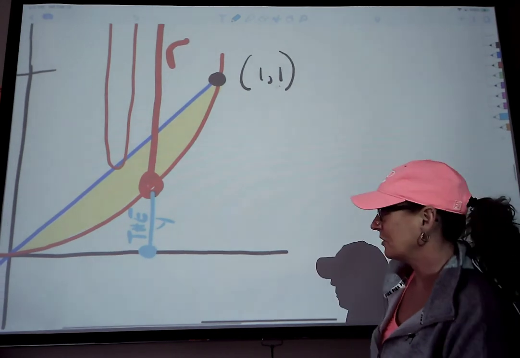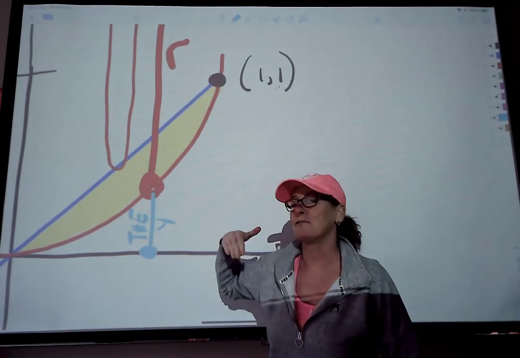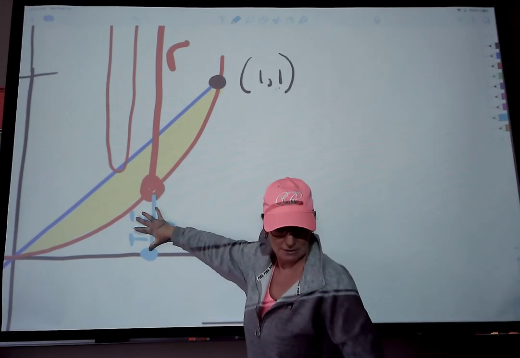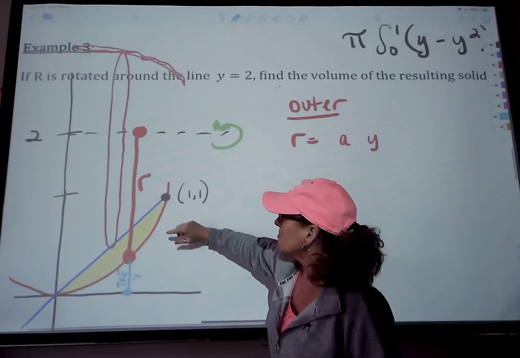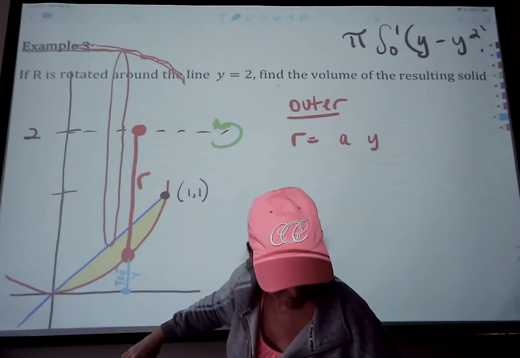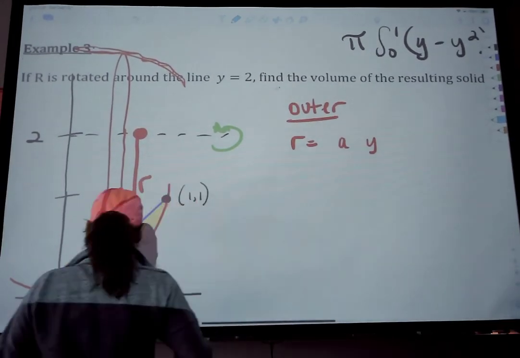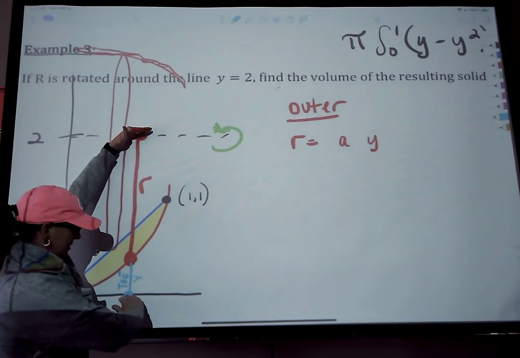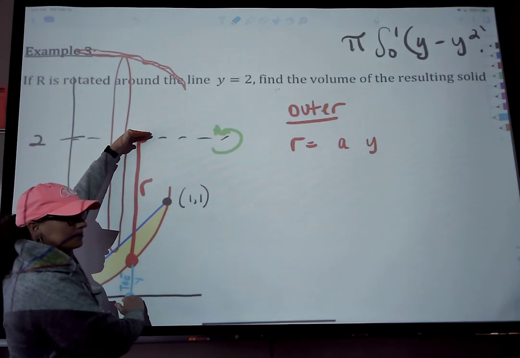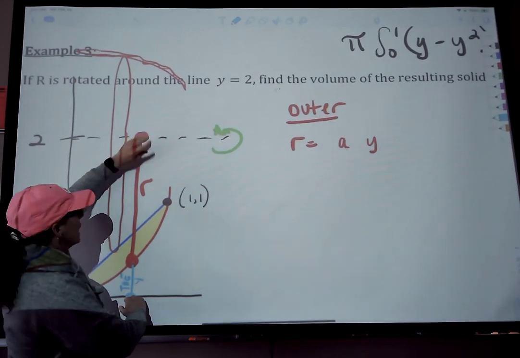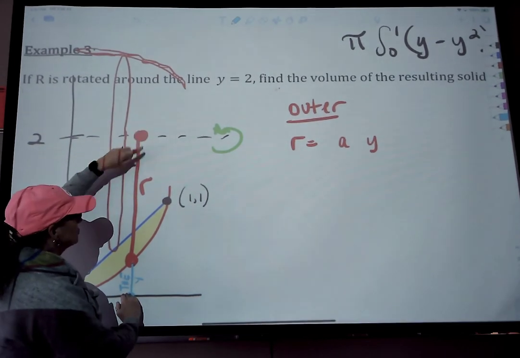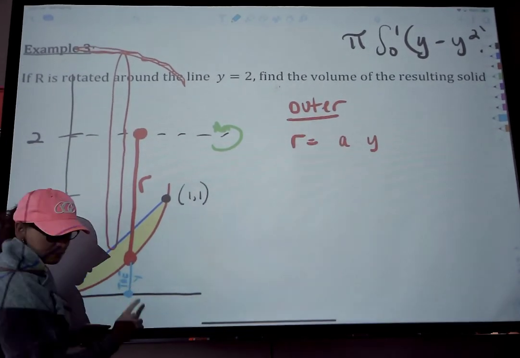The y value. If you want to use your function for a y value, this is the y value. That is not my radius. My radius is all of this. So, think about it. From here to here, this is the line y equals 2. So from here to here is 2. I want this part. I don't want this part. This is 2. I want this part. I don't want this part.